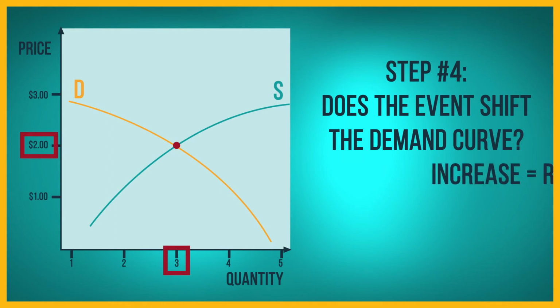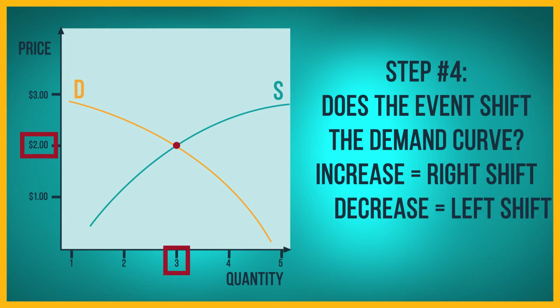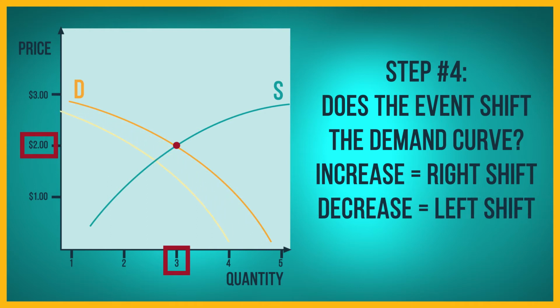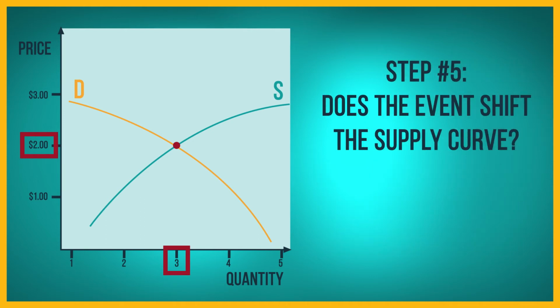If the event increases demand, the demand curve shifts to the right. If the event decreases demand, the demand curve shifts to the left. If the event does not affect demand, the demand curve does not shift. Step 5. Identify whether or not the event shifts the supply curve for the good, and, if needed, draw a second supply curve showing the supply after the event occurs.